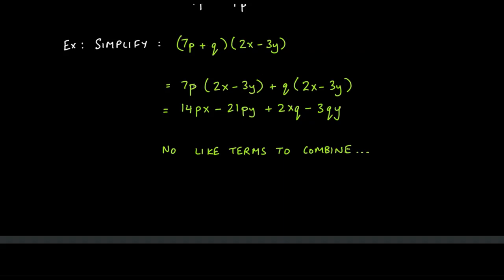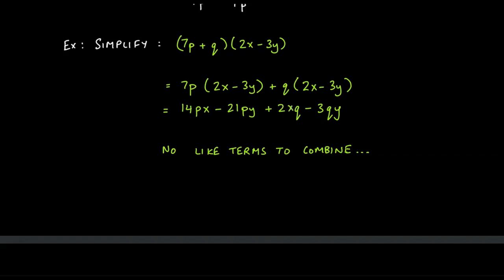Now when you distribute the 7p into both these terms, like we did in the previous examples, 7p times 2x is 14px, 7 times 2 is 14, and then a px just comes down. 7 times negative 3 is negative 21, p times y is py. And then when we move to the q, q times 2x is 2xq.